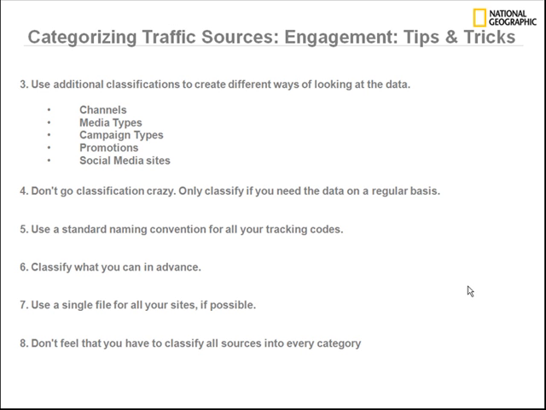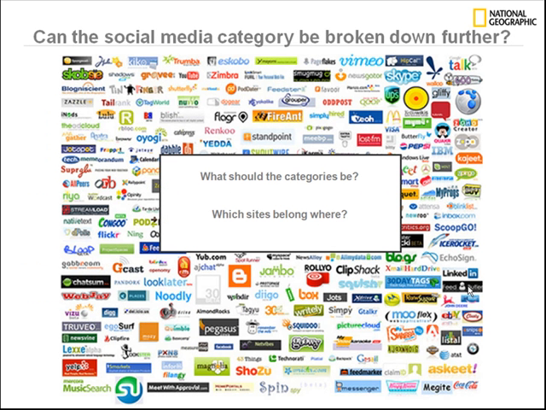Also use a single file for all of your sites. National Geographic has about 30 or 40 different websites, and I use one file for all the traffic sources classifications. And, again, don't feel like you have to classify all sources into every category. If it only makes sense to categorize one source of traffic two different ways, then that's fine. That works. You can always change it.